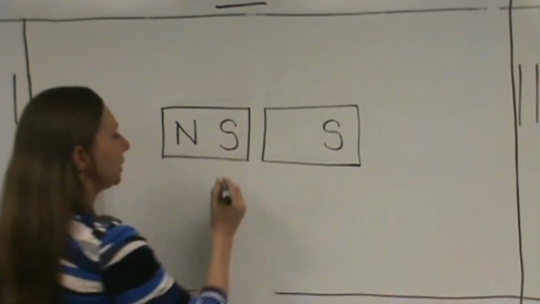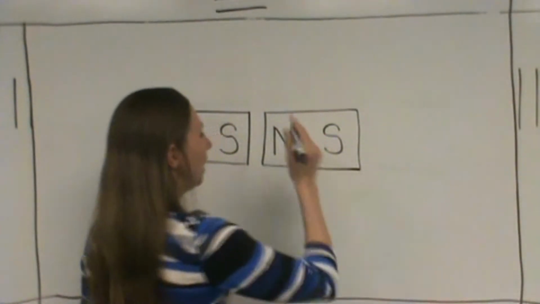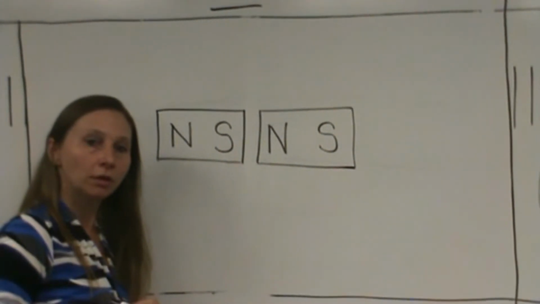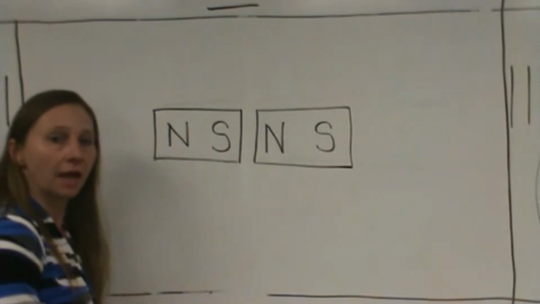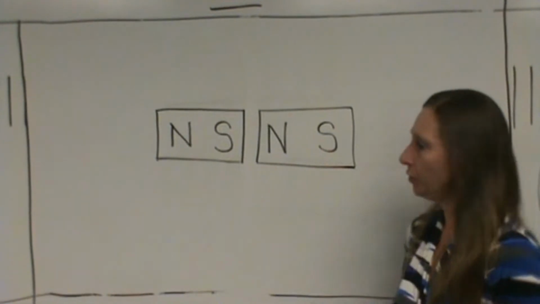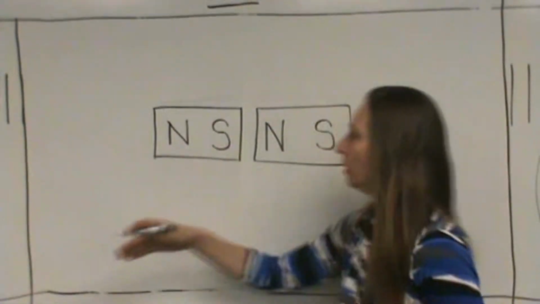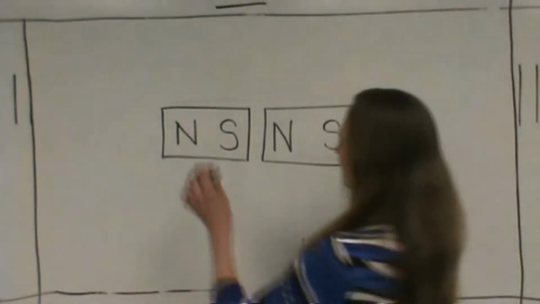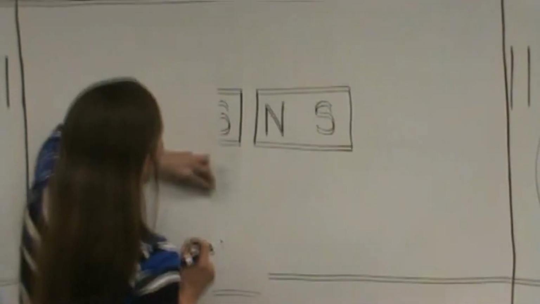This becomes a south pole and this becomes a north pole. Right? When you cut a magnet in half, you get two complete magnets. You can't separate the north from the south. That's important.